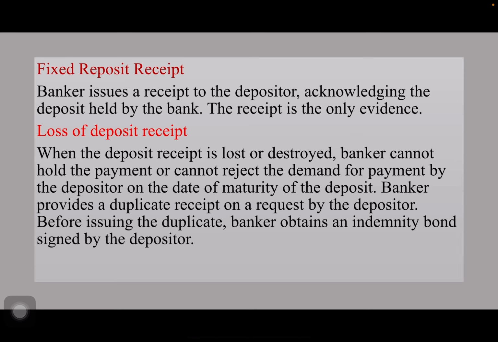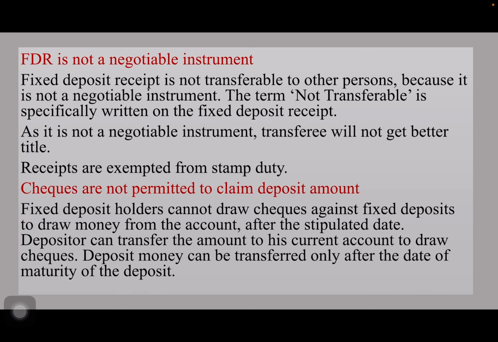Fixed deposit receipt. Banks issue a receipt to the depositor acknowledging the deposit held by the bank. The receipt is only evidence. Then, if the deposit receipt is lost, then what? When the deposit receipt is lost or destroyed, the banker cannot hold the payment or reject the demand for payment by the depositor on the date of maturity of the deposit. The banker can provide a duplicate receipt on the request of the depositor. Before issuing the duplicate, the banker obtains an indemnity bond signed by the depositor.